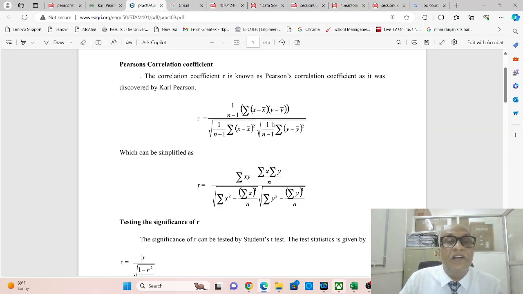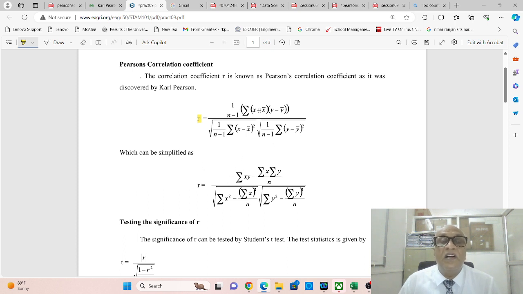This is the Pearson's correlation coefficient, and this is the formula for that. The numerator is summation of xi minus x bar, yi minus y bar. The denominator is the square root of summation of x minus x bar whole square, times the square root of summation of y minus y bar whole square, each with 1 upon n minus 1. This is simplified as follows.